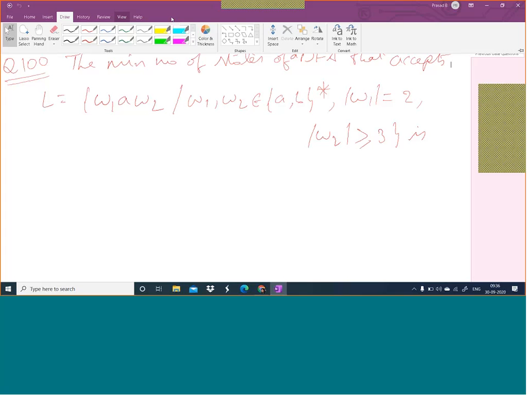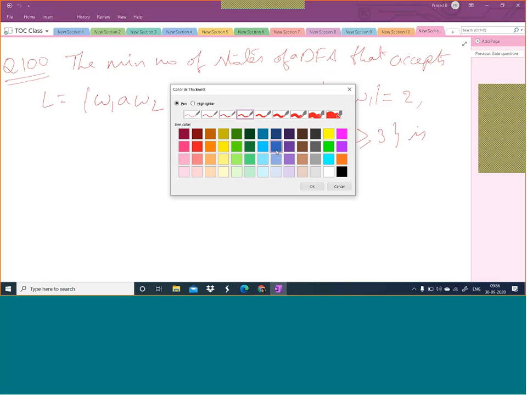Okay, here W1 followed by A followed by W2. W1 length is 2. So W1 can be A or B followed by A, and W2 minimum length is 3. So 1, 2, 3, or it can be more than that. This is the string. So no one is giving the answer. What happened to you? Theta, are you listening or not? Hello, mister. Are you there?